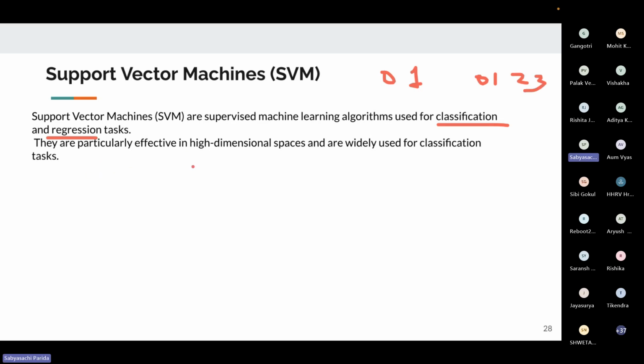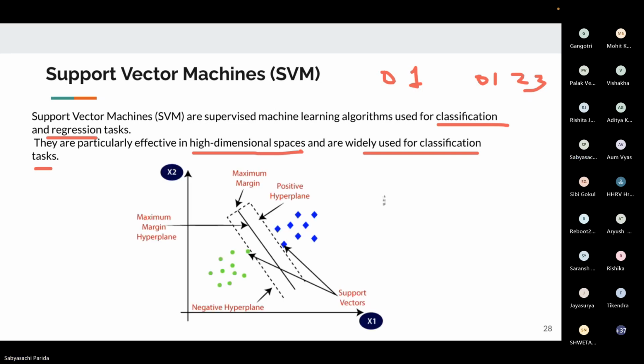These are particularly effective in high dimensional spaces and are widely used for classification tasks. Though it can be used for regression, it is mostly used for classification, which we'll be discussing now.